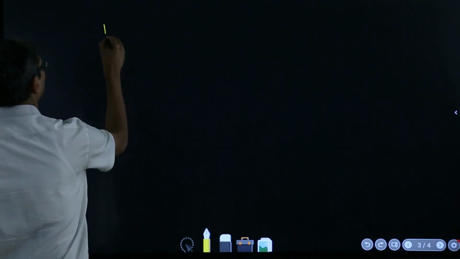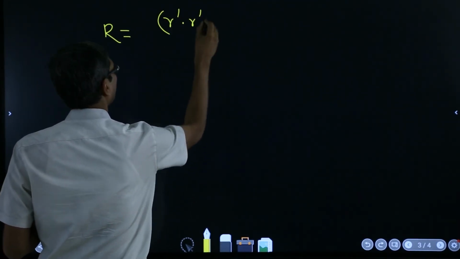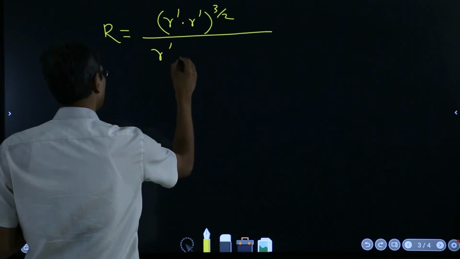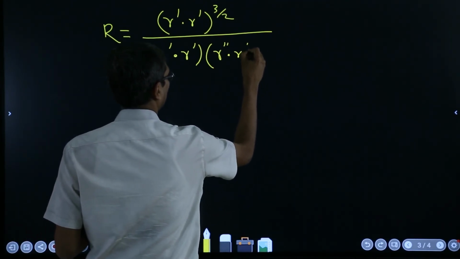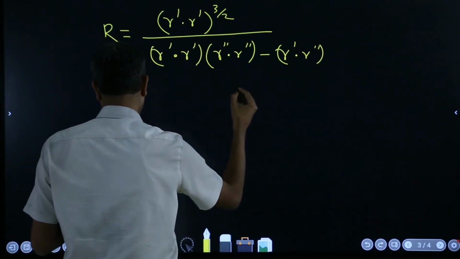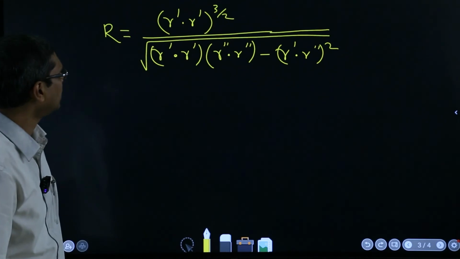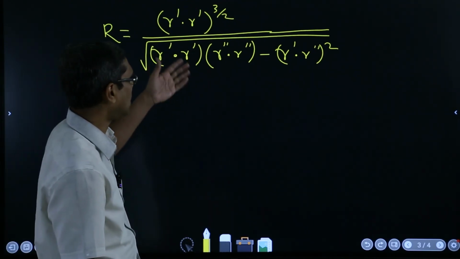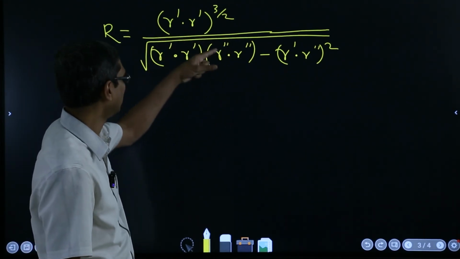So that will become R equals R prime dotted with R prime to the power 3 by 2, divided by R prime dotted with R prime times R double prime dotted with R double prime, minus R prime dotted with R double prime, squared. And this is the thing. Now in 3D, if R is not parameterized in terms of the arc length, this is how you have to evaluate. For example, this prime is the differentiation with respect to time. Suppose R is with respect to time, then you have to do this.